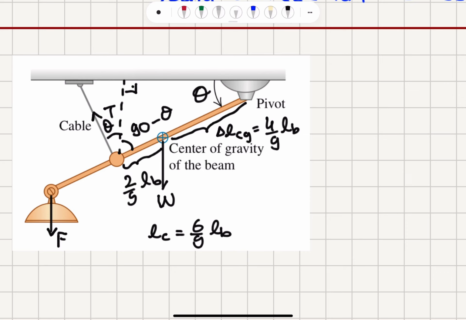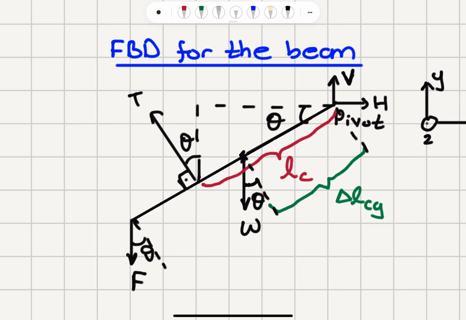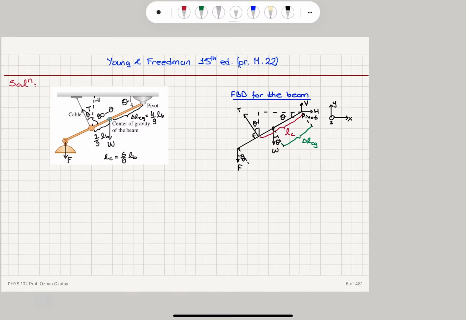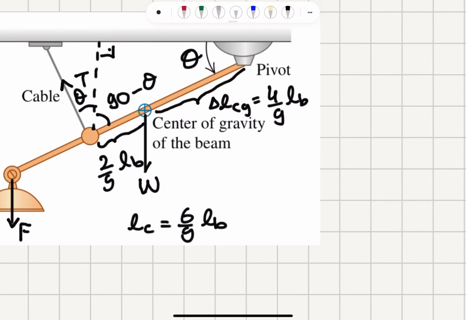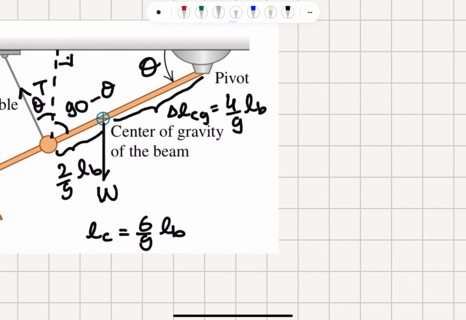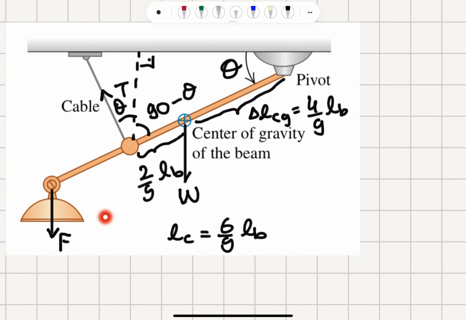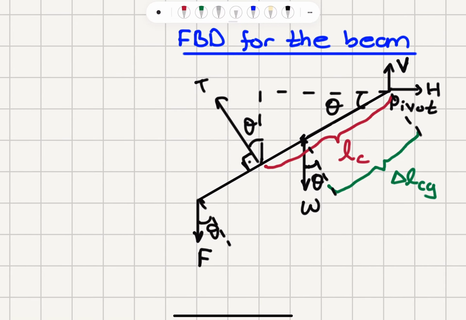We have a downward force F, there's a tension, and then we have this pivot, so there will be additional forces on the pivot. So on the pivot, we have a vertical and horizontal component of the contact force. Here is the weight, and you can see that this is going to make an angle theta with the vertical as well. And then we have this downward force F, which makes an angle theta with the normal to the beam. So this is our free body diagram.